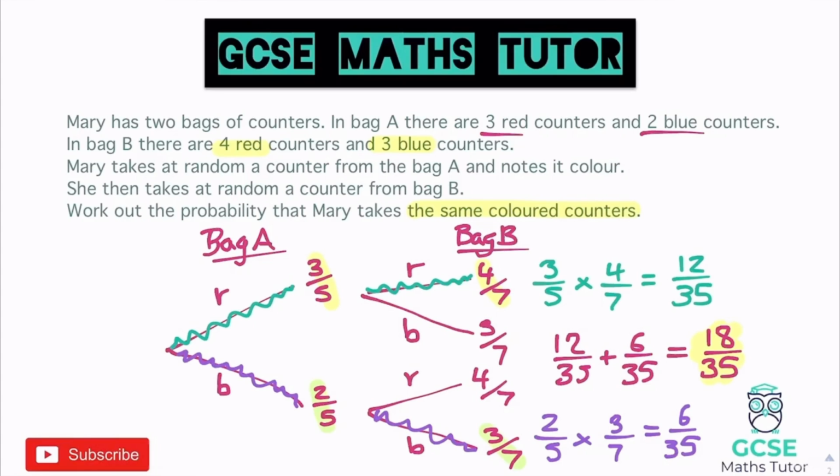Remembering again though, you could get a nice easy one. It could say what's the probability of two blues, in which case we'd have just gone along that purple route and got 6 out of 35. Okay, so just thinking about the slightly harder style questions here rather than just one straight route. Okay, so if you're able to do these, you're able to do most of those questions there.